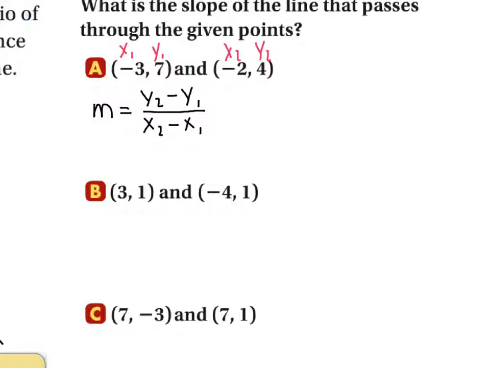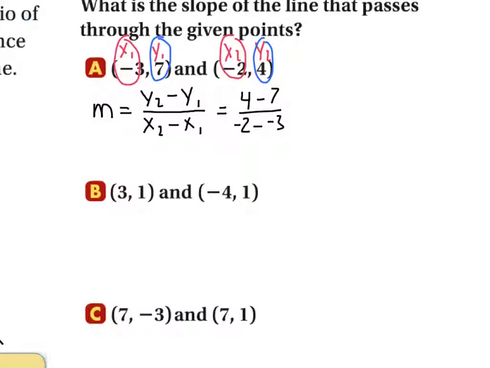Now you use those values to plug into the slope formula. So y sub 2 is 4, y sub 1 is 7, so we have 4 minus 7 on top. X sub 2 is negative 2, x sub 1 is negative 3, so we have negative 2 minus negative 3 on the bottom. Don't mess with the signs yet, just plug in. Okay? Now that we have it plugged in, now we can mess with the signs.